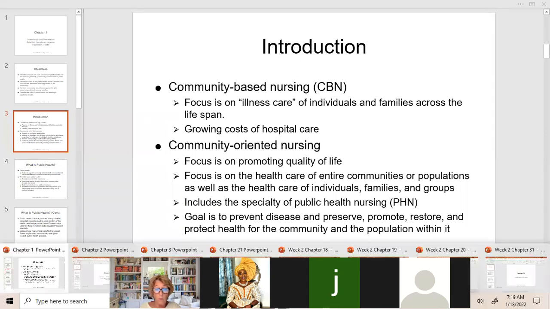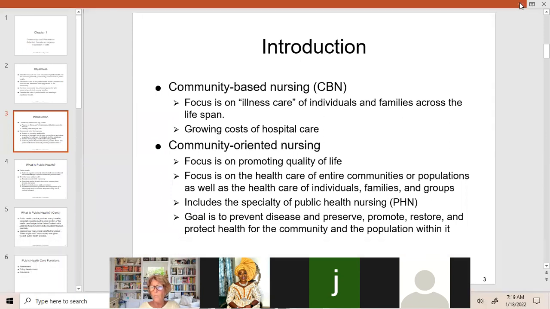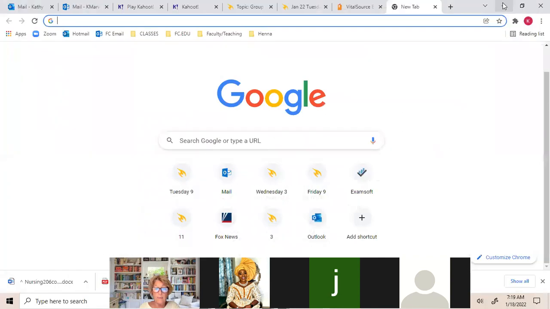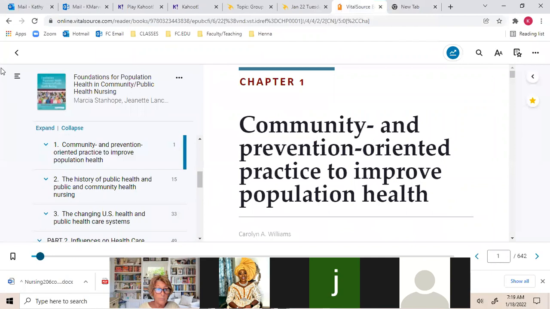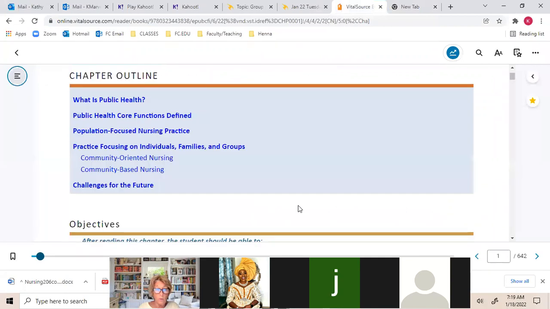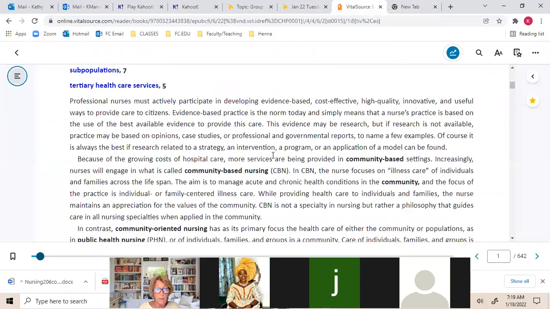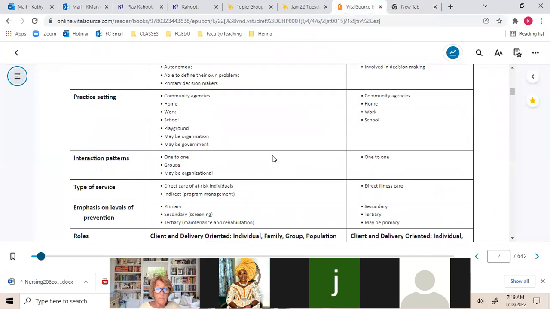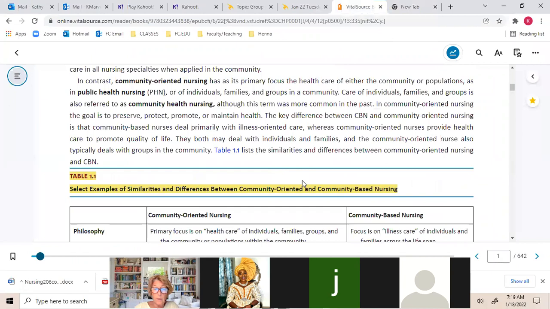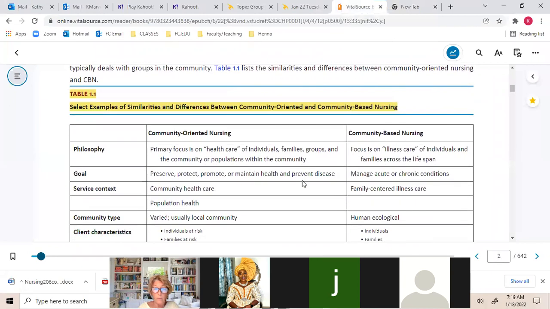I want to show this to you in our book. Let's see. Where's the book? Okay, here's our objectives in the book. And here's table 1.1, an excellent summary of the differences between community-oriented and community-based nursing.